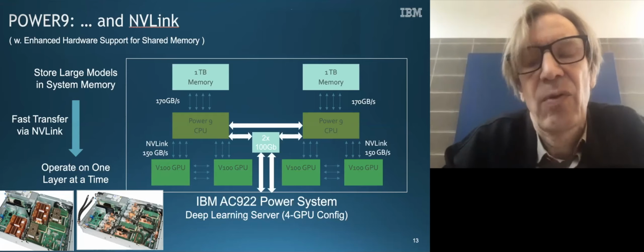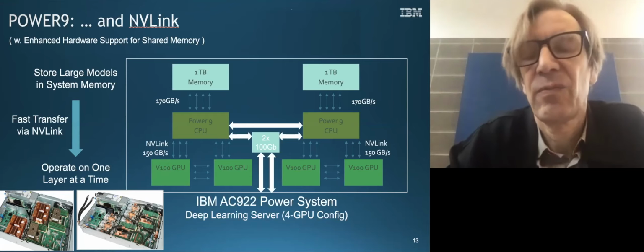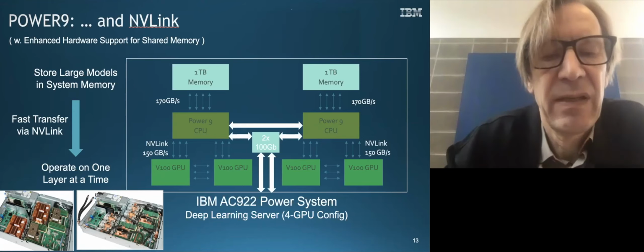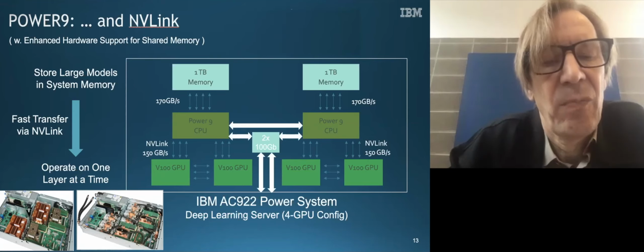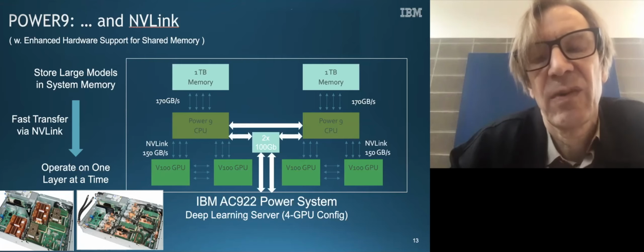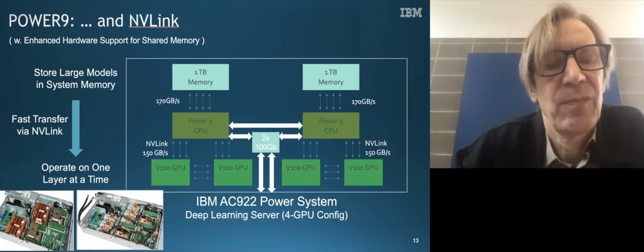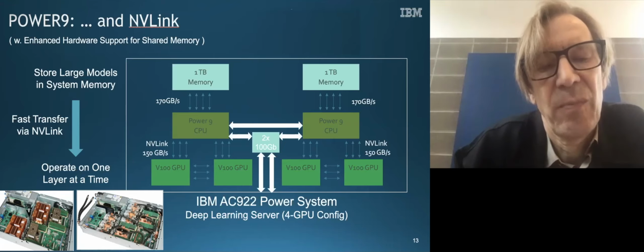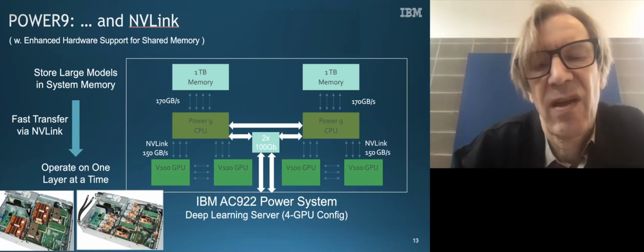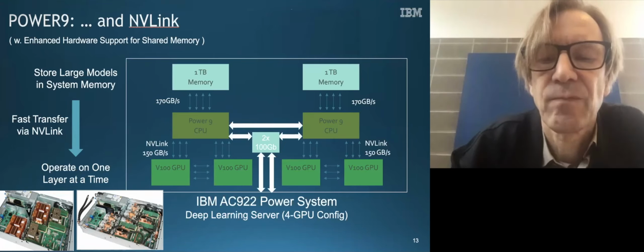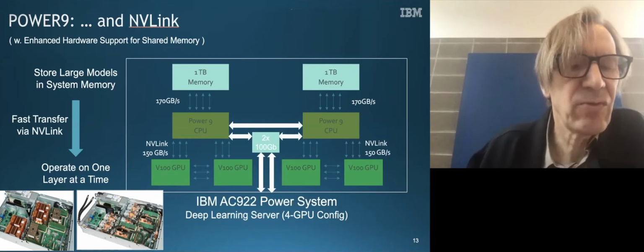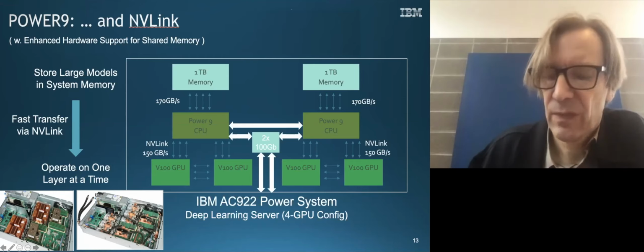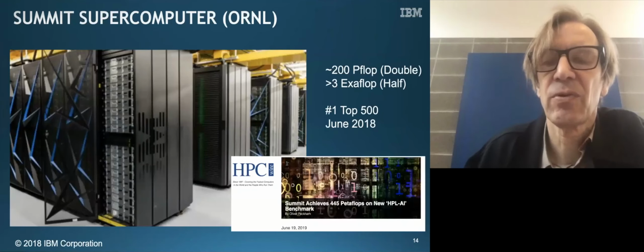And this has a number of benefits, and in particular here, it would allow us to store very, very large models for AI and deep learning in system memory, and do things like operate one layer at a time, which is a somewhat different way of processing your deep learning problem, with benefits for convergence time and simplicity of programming. So this system actually came in two flavors: an air cooled one, you see it in the bottom left, and a water cooled one. This ended up in the Coral supercomputers.